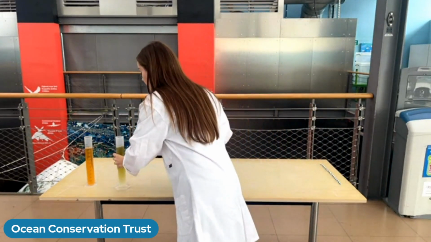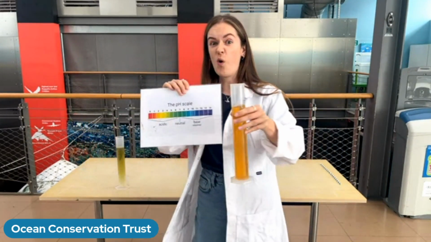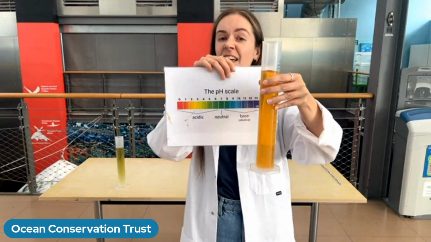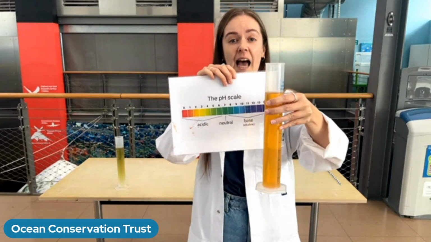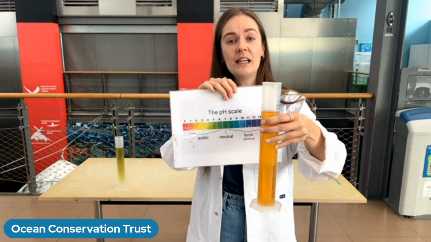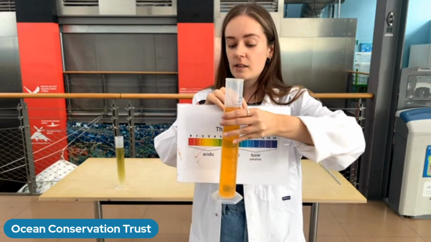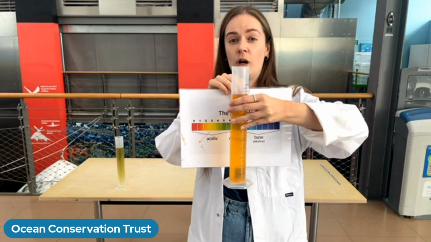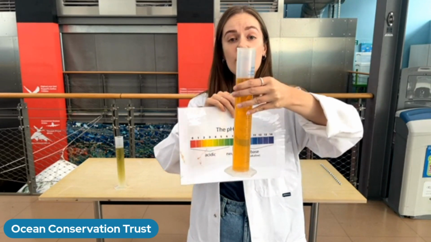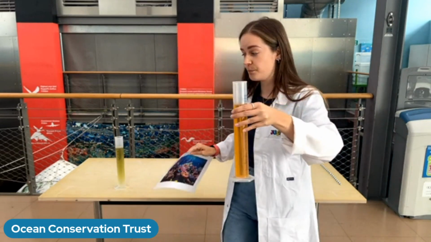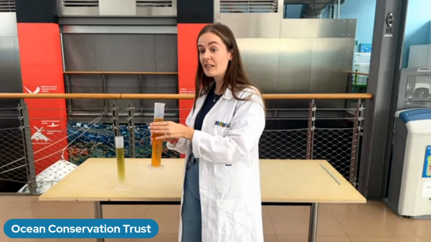But when you blow through a straw into the water, it changes the colour. Because as you exhale, when you breathe out, carbon dioxide from your lungs dissolves in the water, turning it more of an orangey yellow colour. And this shows that we've turned the water more acidic. And this is exactly what's happening in our oceans today.